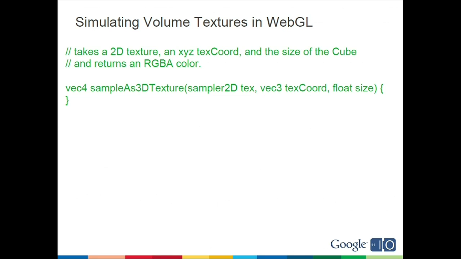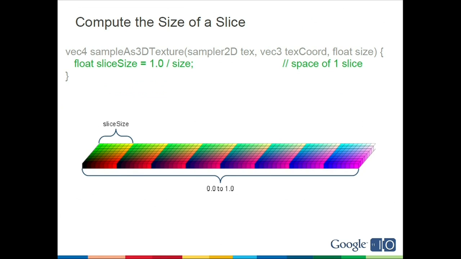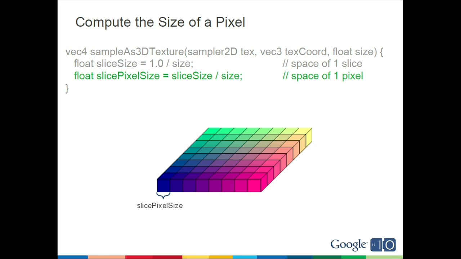When I say size, this size is how many units there are in the cube. So the cube I'm going to use in the example is 8 by 8 by 8. So in this case, size would be equal to 8. The first thing we need to know is how big is one slice. Textures are always referenced from 0 to 1, so one slice is 1/8 in this case, since our size is 8. We need to know the size of a pixel. So a pixel is the size of the slice divided by the number of pixels. Again, that's 8.